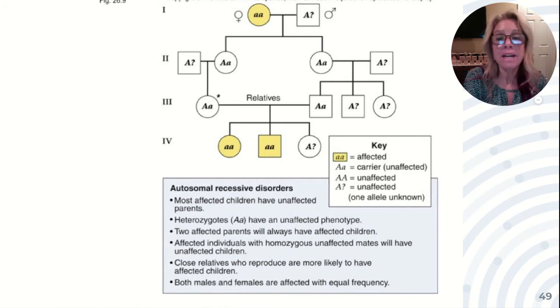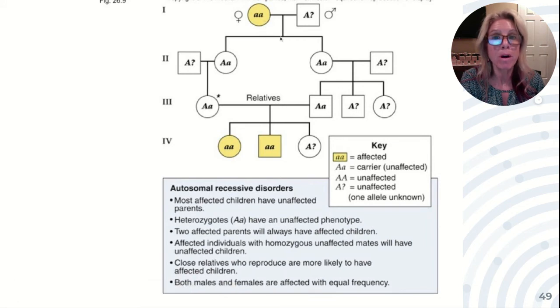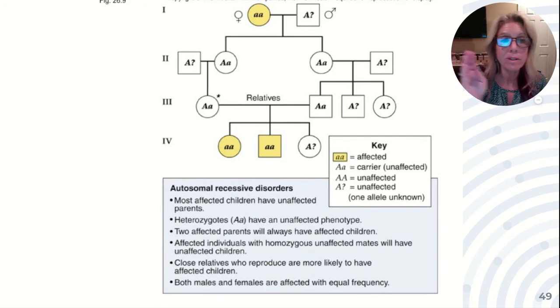Heterozygotes have an unaffected phenotype. So this individual, you know they're a heterozygote because they don't have the disease, but you know their mom gave them that A, that little letter A. So they are unaffected by it. And two affected parents will always make affected children. So if you have two people, if it's little a, little a, little a across, then the only thing they're going to be able to make is two little a's.